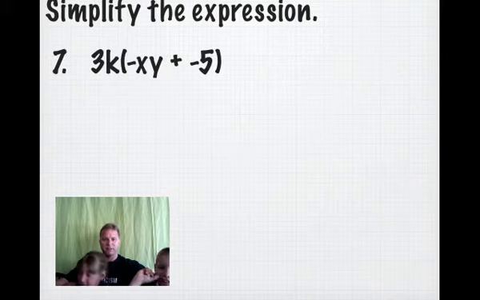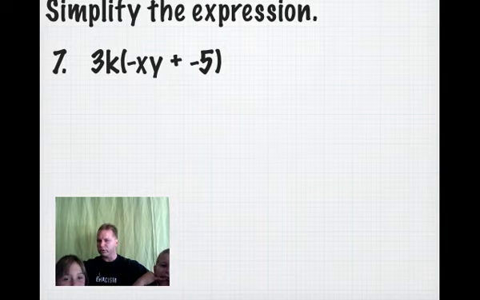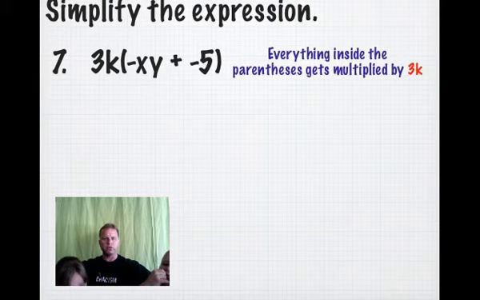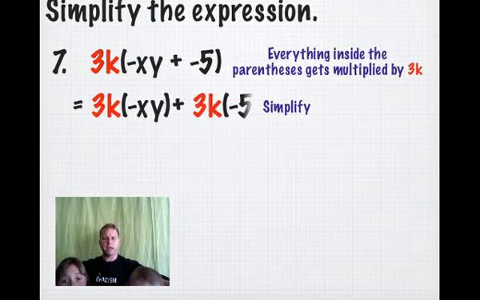Okay, now this one gets a little bit complicated. So, what do we have? How many bags do we have? 3k. This is where it doesn't quite work, but we have 3k. So everything's going to be multiplied by 3k. When you multiply by a variable, you basically just put the variable in the back. So we're going to have 3k times negative xy, and then 3k times negative 5.